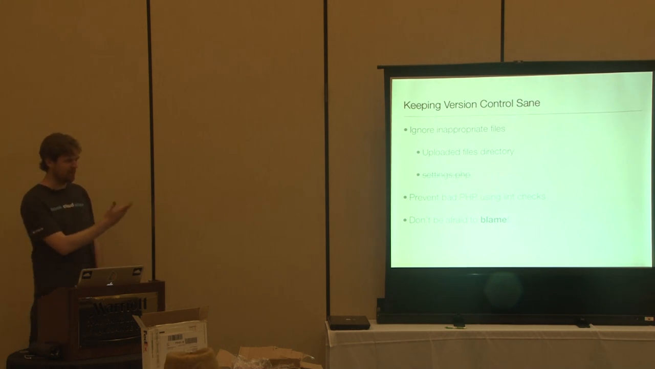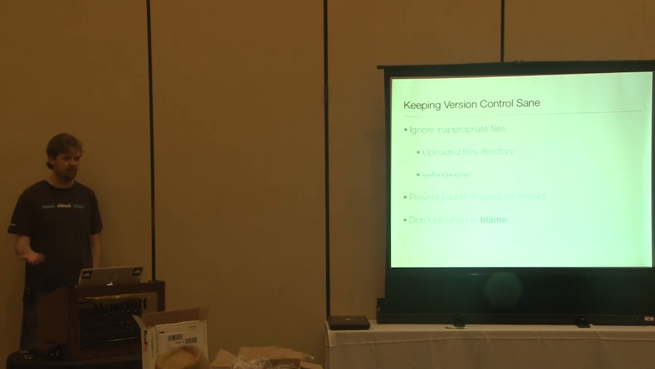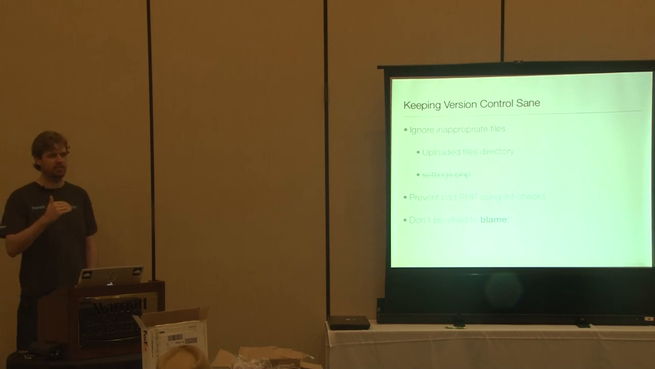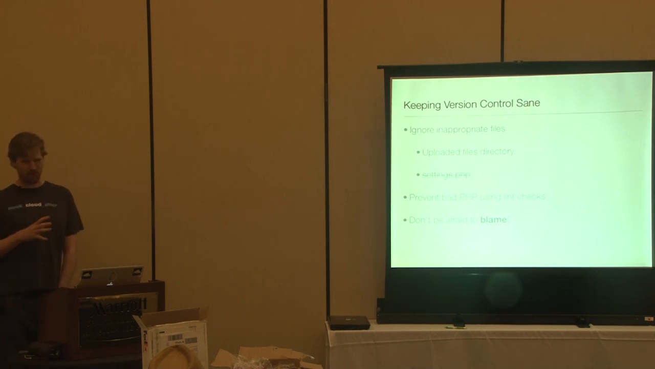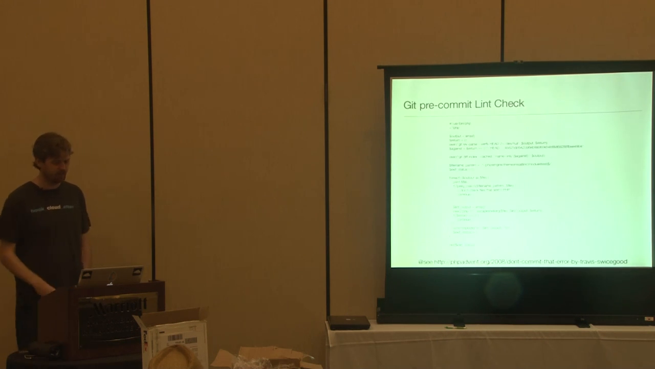And also, don't be afraid to blame. SVN and Git both have blame commands. So if you're working on a project with a handful of developers, you can actually see who committed that individual line that's causing problems. And that's a really good way to know immediately. Not sending blast emails, but walking over to the desk and saying, "Hey, I noticed you committed this. I don't think it's quite working right. Can you explain this to me?" It just saves you a lot of time.